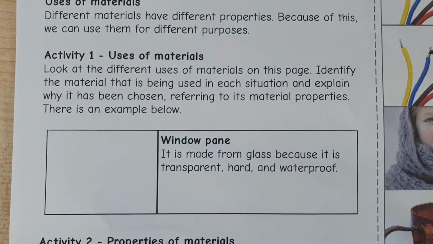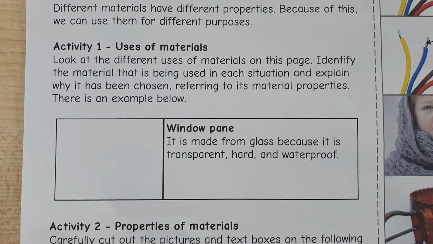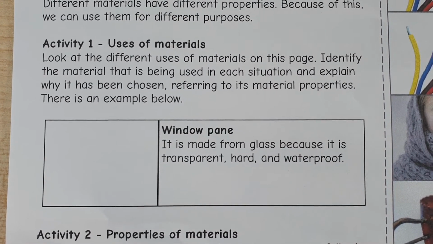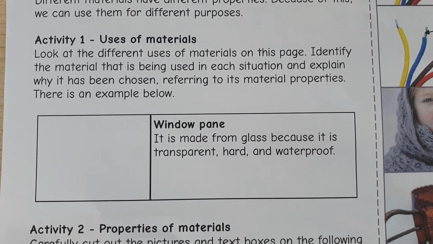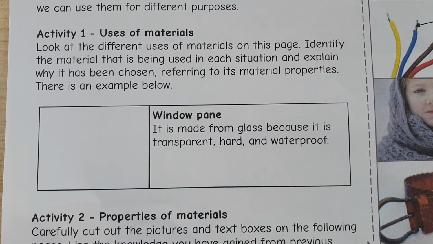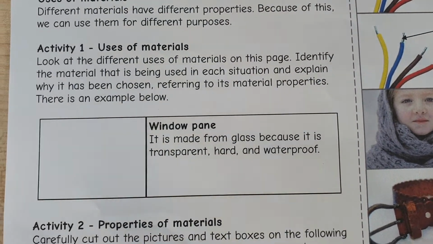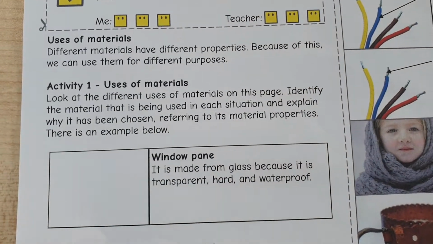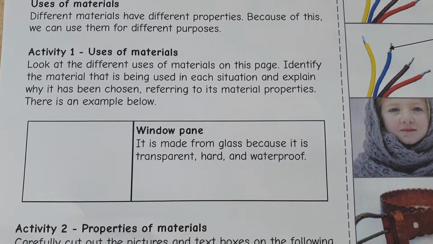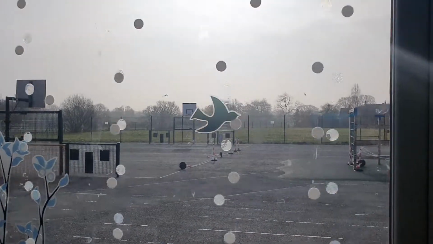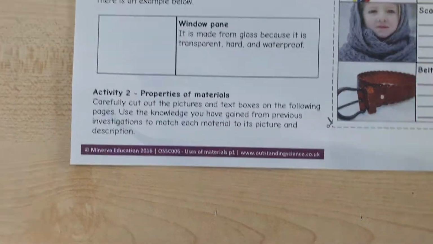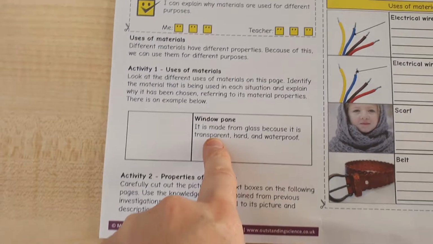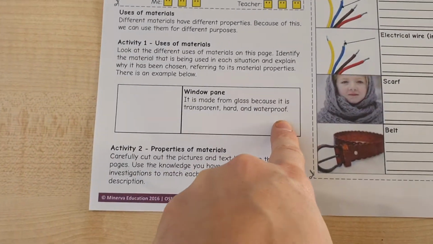So our first activity says look at the different uses of materials on this page. Identify the material that has been used in each situation and explain why it has been chosen, referring to its material properties. So we just looked at that, and they're the words we need to be using. There is an example below. So a window pane, so window. It is made of glass because it's transparent, hard and waterproof.